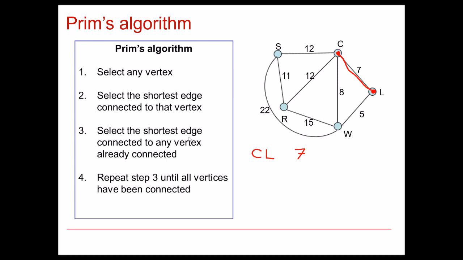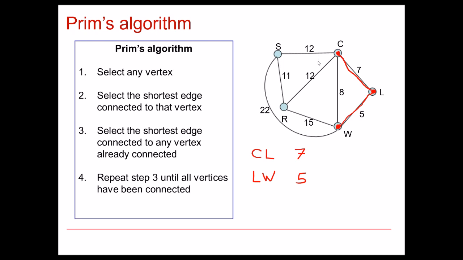Right then, so then it says select the shortest edge connected to any vertex already connected. So what I need to do now is not just look at C or not just look at L, I need to look at both of them, and I need to look at all of the arcs which connect to them and decide which is the smallest. And it's this one. So that means I'm going to add node W to my tree now using arc LW, and that has a weight of 5. And then I just repeat this. So I repeat step 3 until I've got all the vertices in my tree.